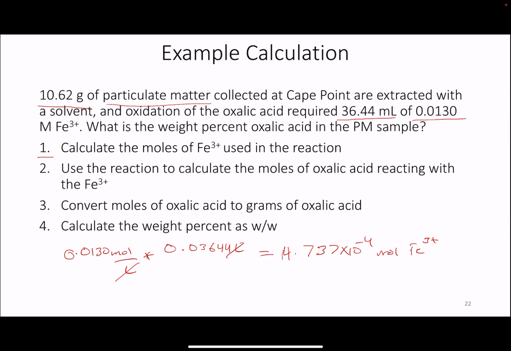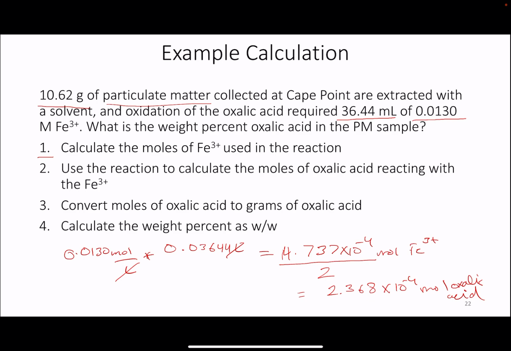Now, the stoichiometric relationship is 1 mole of oxalic acid to 2 moles of iron. So in this case, if you use 4.73 times 10 to the minus 4 moles of iron, you have to divide by 2 to get to how many moles of oxalic acid you actually oxidized. So that divided by 2 equals 2.368 times 10 to the minus 4 moles of oxalic acid.